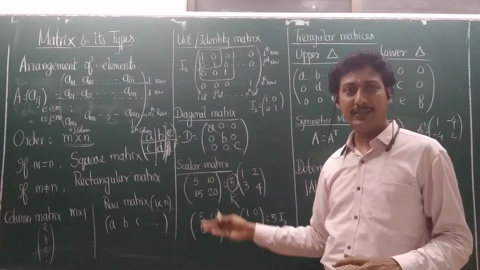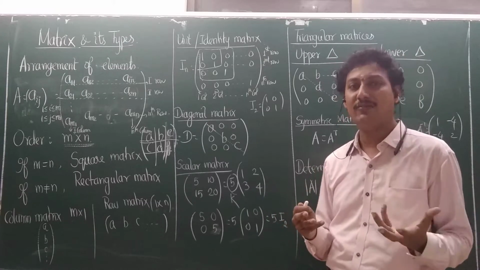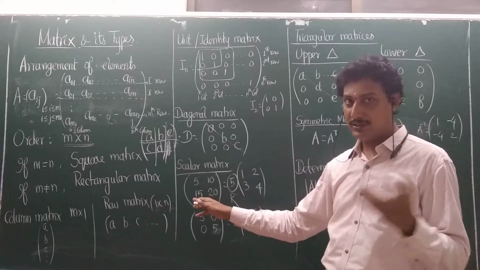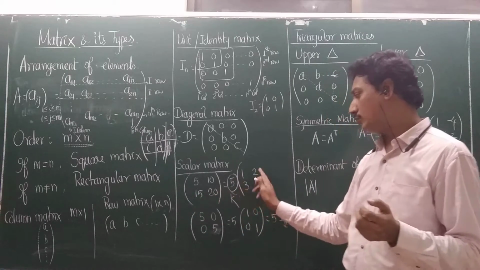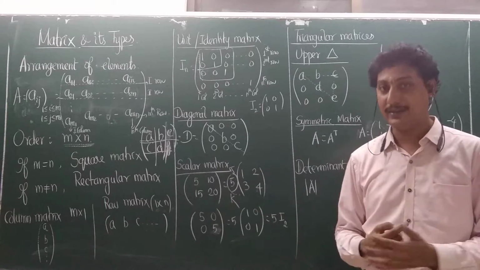What about a scalar matrix? Each element in the given matrix is a multiple of some scalar. For example, 5, 10, 15, 20. It's a multiple of 5, isn't it? Then take 5 outside, so 1, 2, 3, 4. Here k is called the scalar. So it is the example for the scalar matrix.